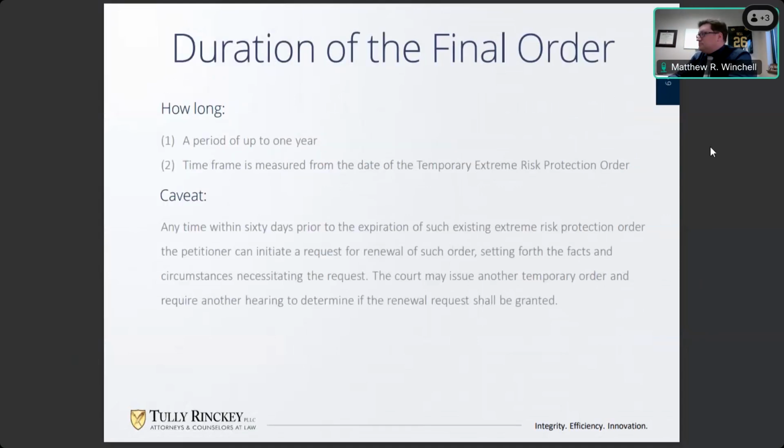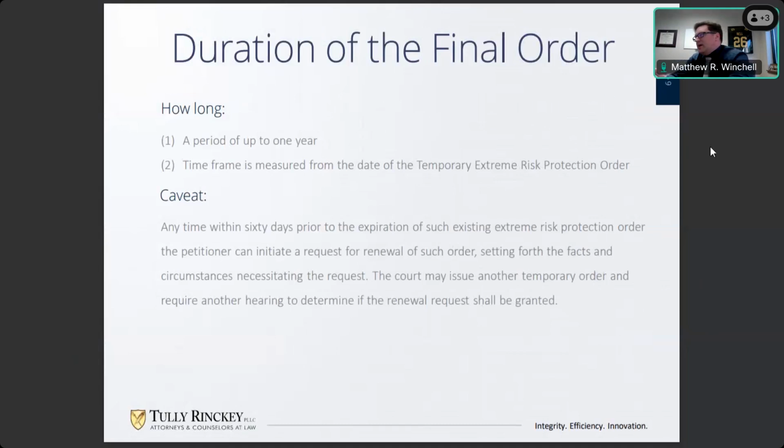Okay, next slide, Tyler. So the duration of the final order. The final order is a period of up to 1 year, which it's always going to be 12 months if it's directed from the court, from the issuance of the temporary order. And yeah, there it is, time frame measured from the date of the temporary order. Now there is a caveat to that.